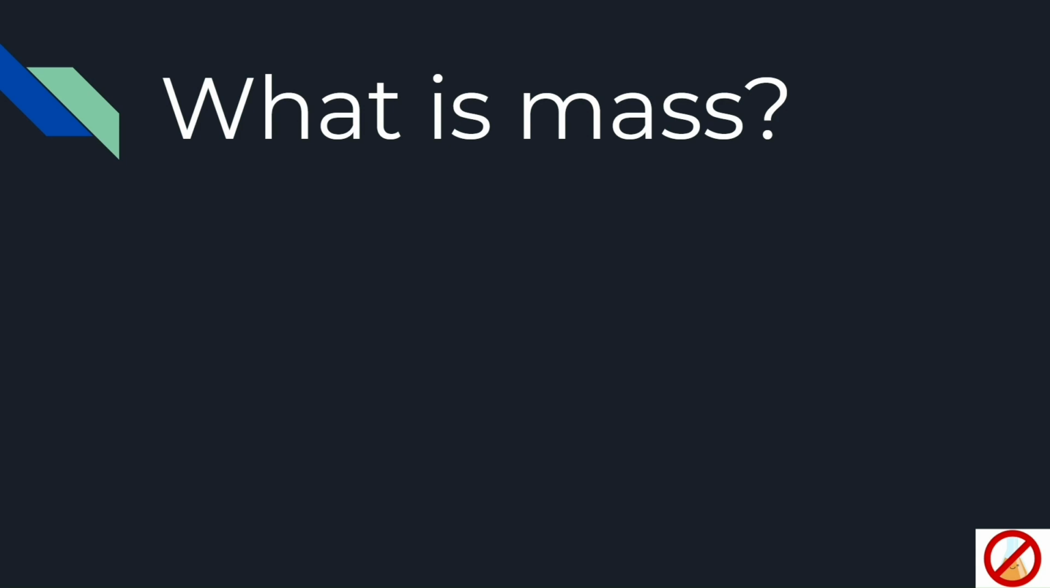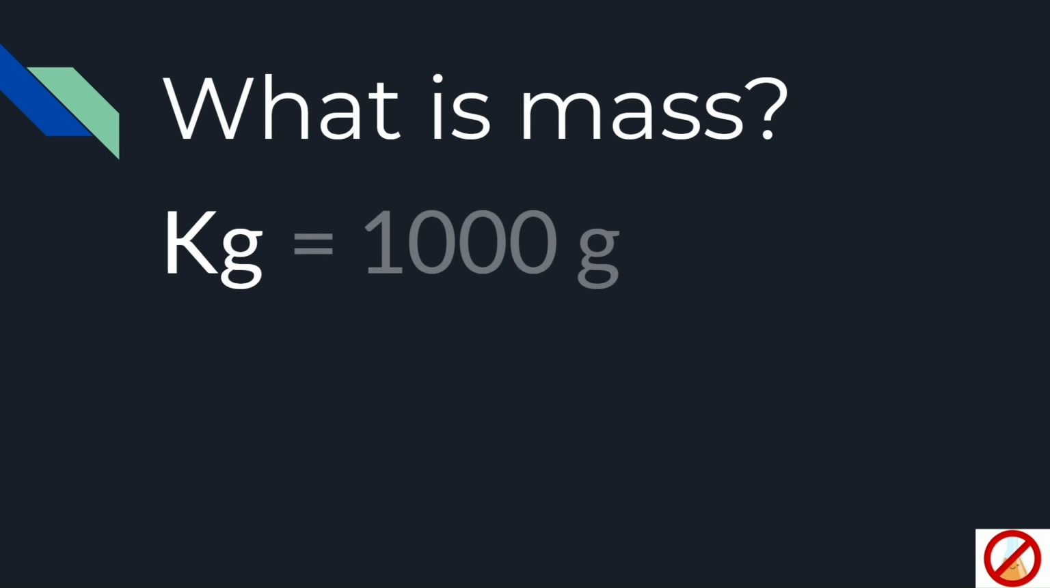What is mass? Mass is basically how heavy an object is. So this might help explain it. When we measure mass, we use the unit kilograms. And we need to know 1 kilogram is equivalent to 1,000 grams.